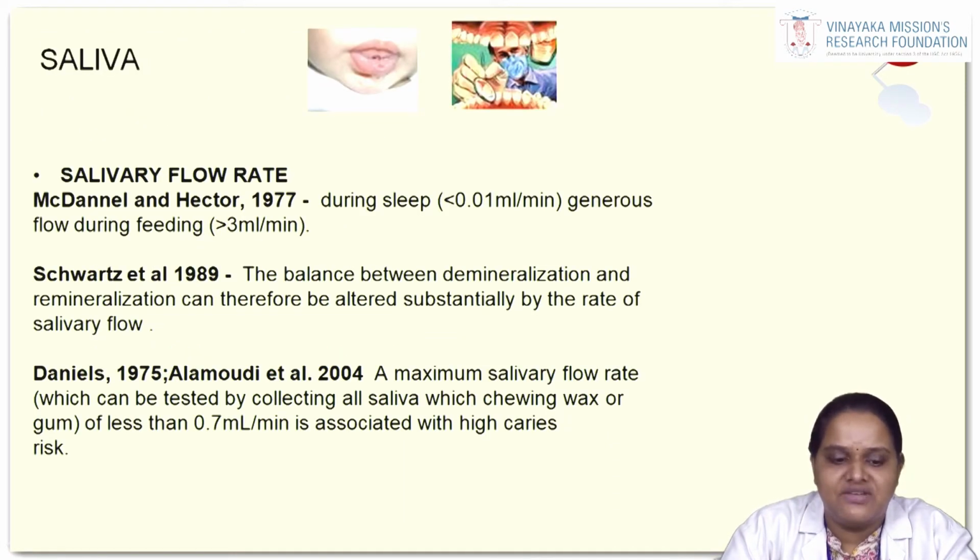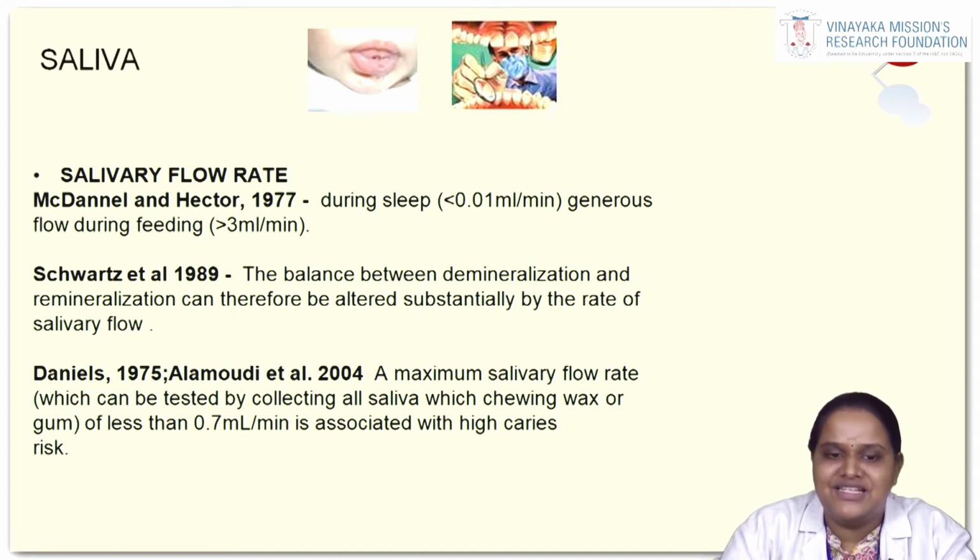Next is the salivary factor. McDaniel in the year 1977 said that during sleep less than 0.01 ml of saliva per minute is produced. This decreased salivary flow increases the risk of dental caries. During the feeding process, the salivary flow is increased to greater than 3 ml per minute. Likewise, Schwartz et al. in the year 1989 said that the balance between demineralization and remineralization can substantially affect the tooth, along with the salivary flow.